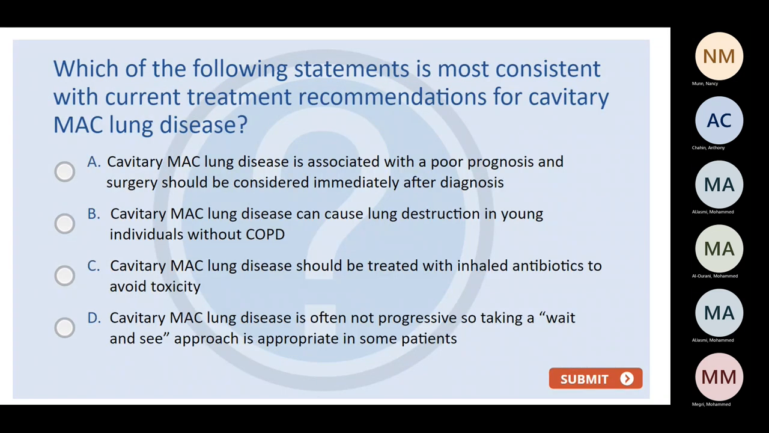All right, Yunus. Which of the following statements is most consistent with current treatment recommendations for cardiopulmonary lung disease, and should surgery be considered immediately after that? Cardiopulmonary lung disease can cause lung destruction in young individuals with COPD. Cardiopulmonary lung disease should be treated with antibiotic toxicity. Cardiopulmonary lung disease progresses, so taking away the approach to the B is not found.